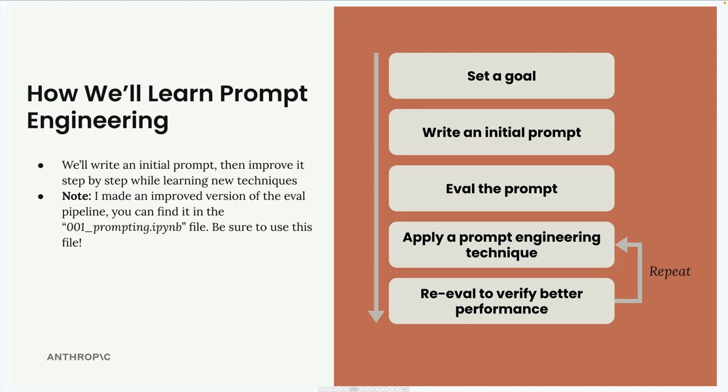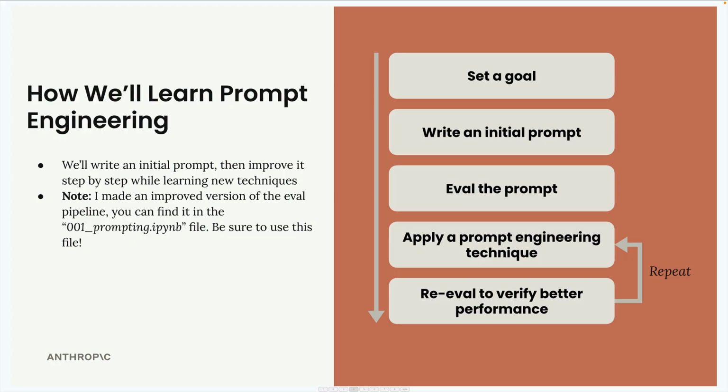In this video and the next, we're going to write out an initial prompt. And then in the coming videos, we're going to try to improve it step by step by implementing new prompt engineering techniques on that original prompt. So in short, in this video, we're going to set a goal, so something we want our prompt to do. We're then going to write an initial version of that prompt. So kind of like a really poor first attempt.